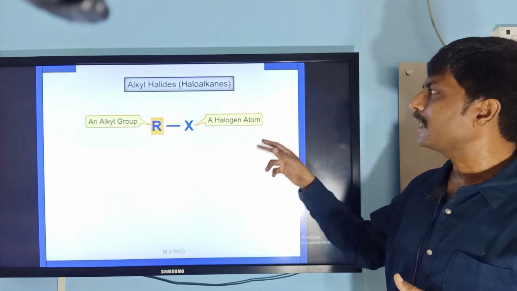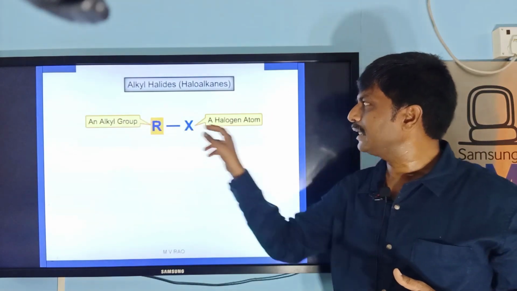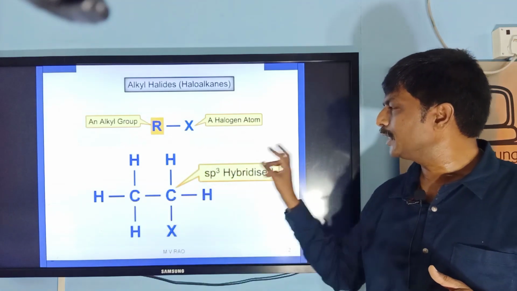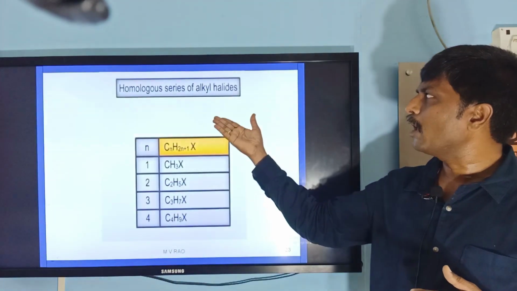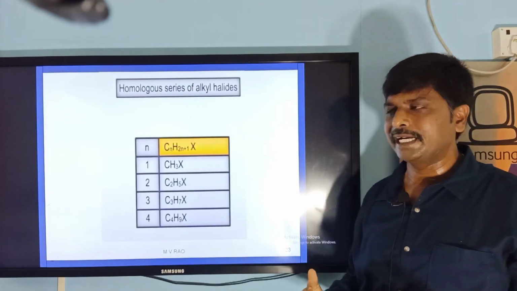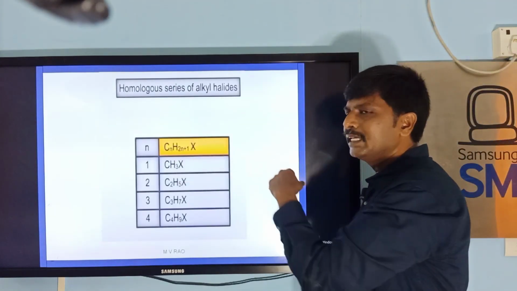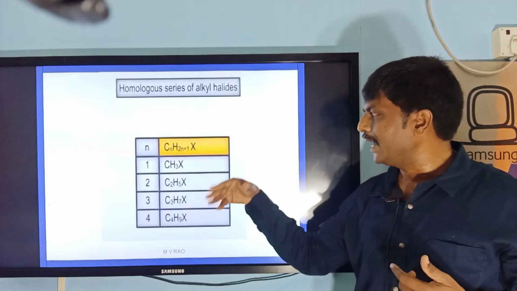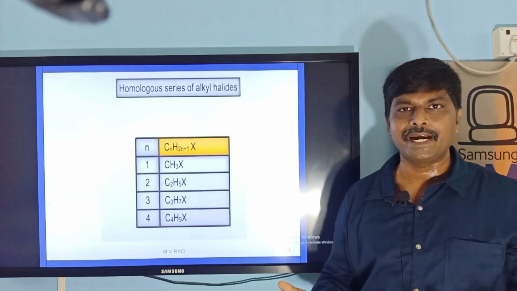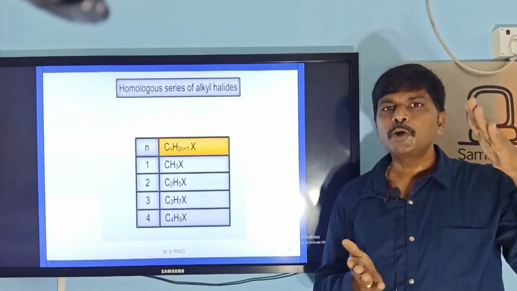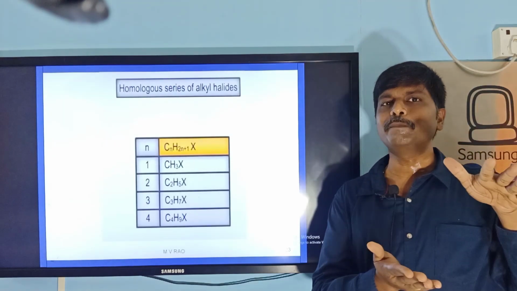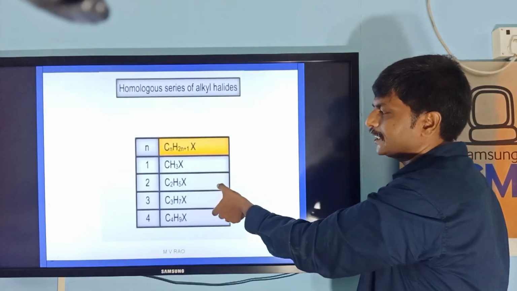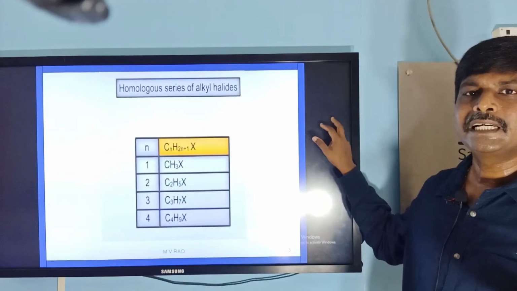Now we will see alkyl halides, X is attached to sp3 carbon. Example, haloethane, X is attached to sp3 carbon. Now you see haloalkanes, alkyl halides homologous series. The general formula of haloalkanes is CnH2n+1X. Methyl halide, ethyl halide, propyl halide, butyl halide. In a homologous series, two successive members differ by a CH2 unit. You can take any two successive members, their molecular formula difference is CH2.